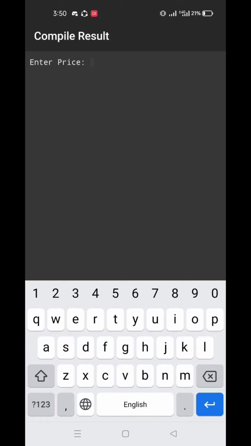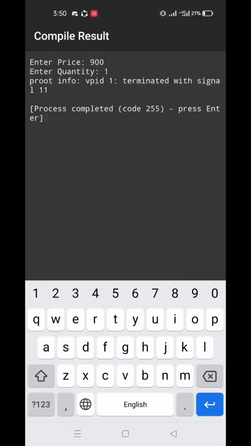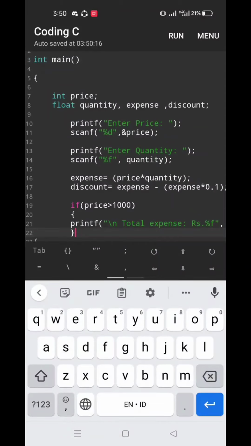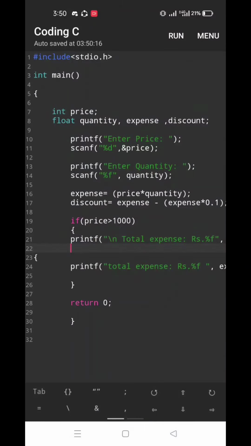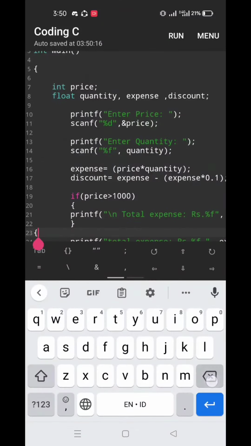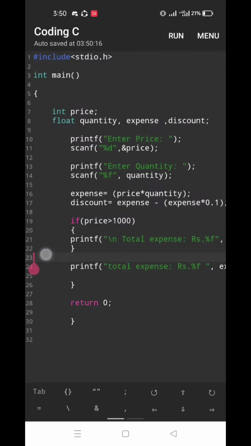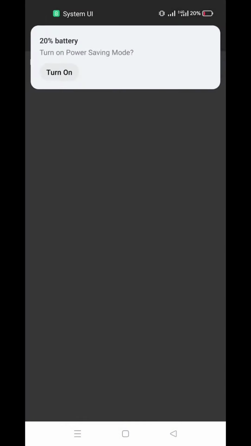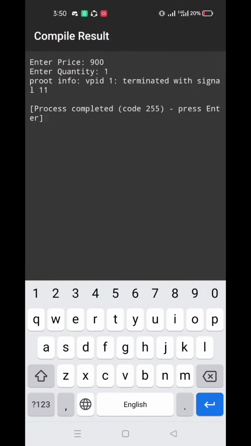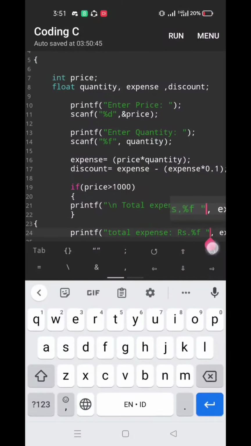So enter price, let's say 900. Quantity 1. Let's now try to put 1,000 here. Let's try to put the price, so 900. Quantity 1. Let's see.